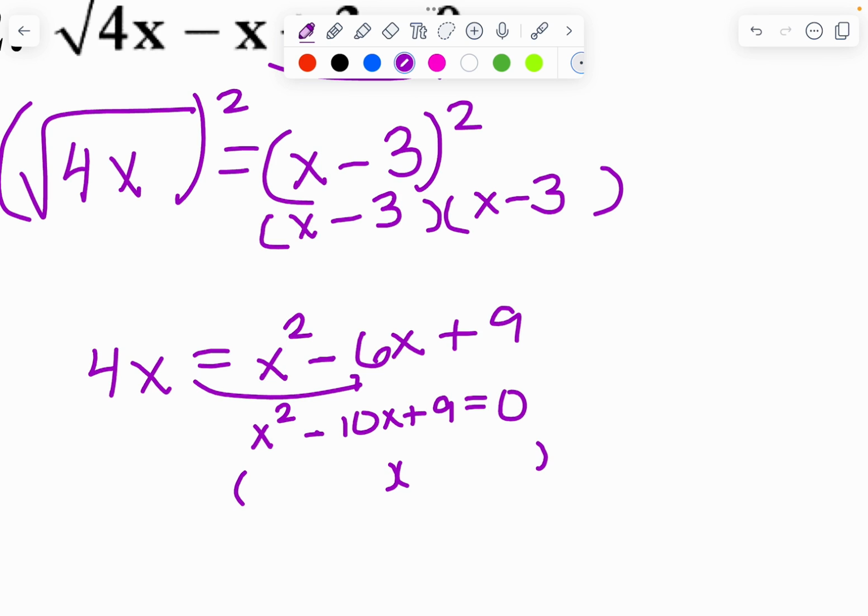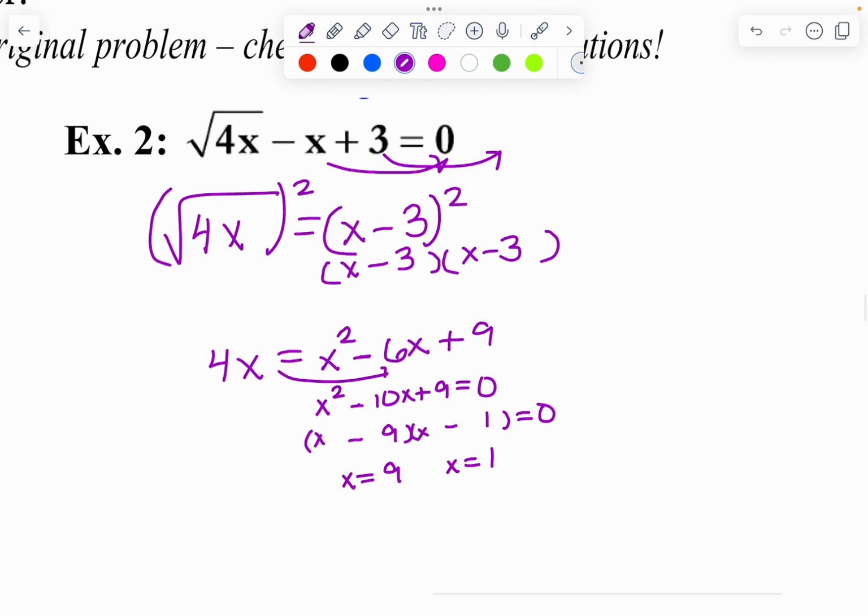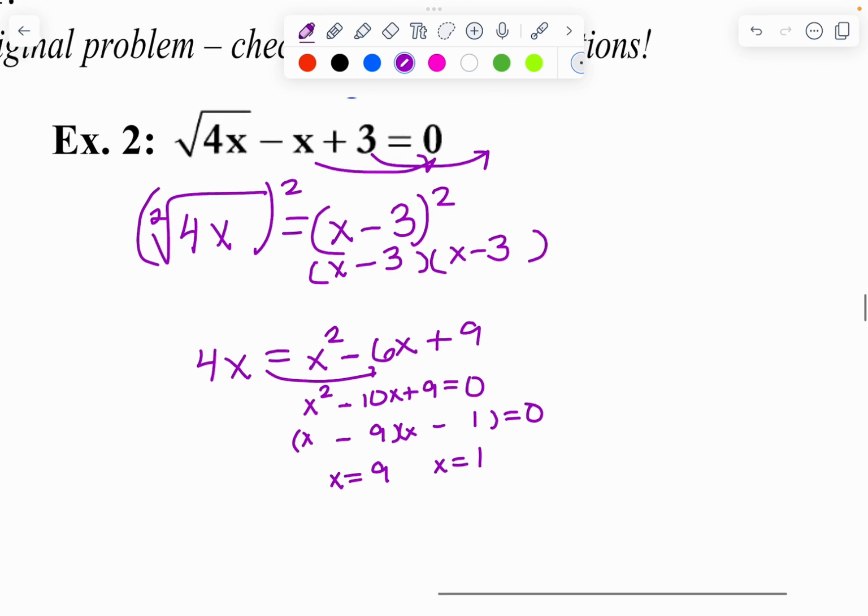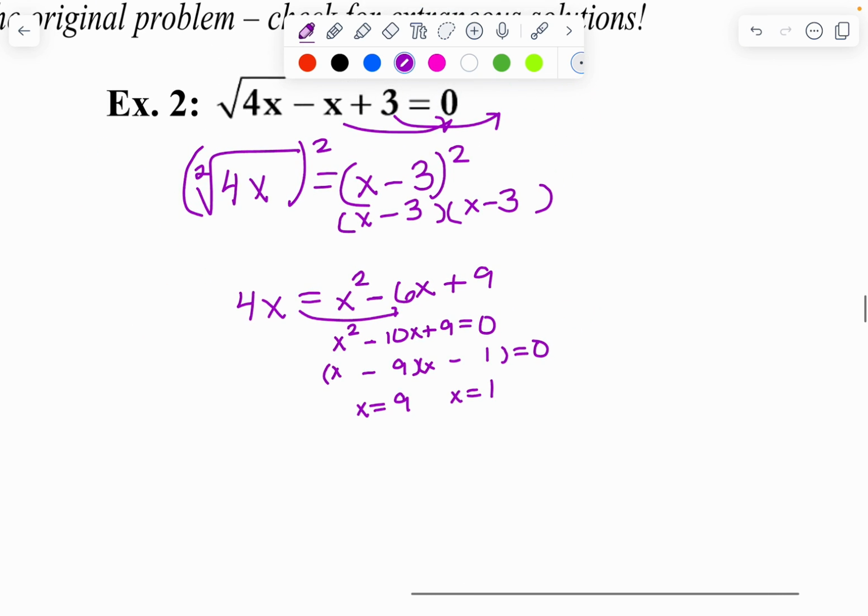I'm going to factor x and x. We have 9 and 1, so this is negative and negative. So x equals 9, x equals 1. But again, you always have to check this because this is an even root. That's a 2. We don't see it, but that's 2. Since that's even, I want to go ahead and check that.